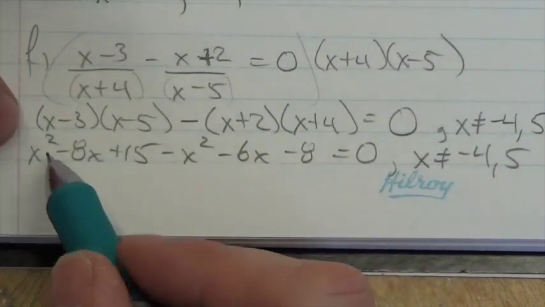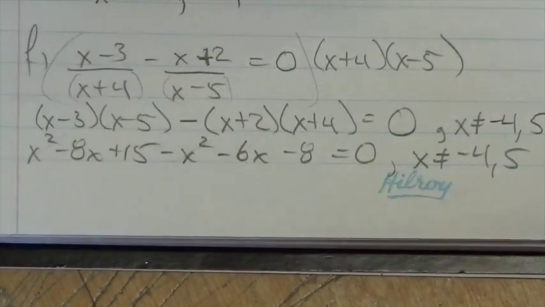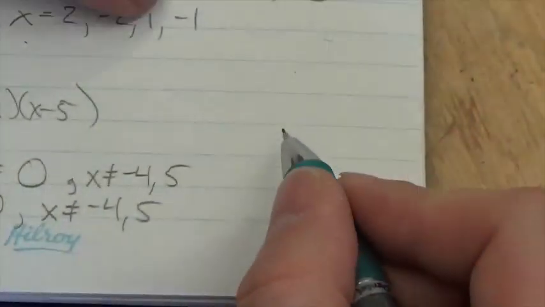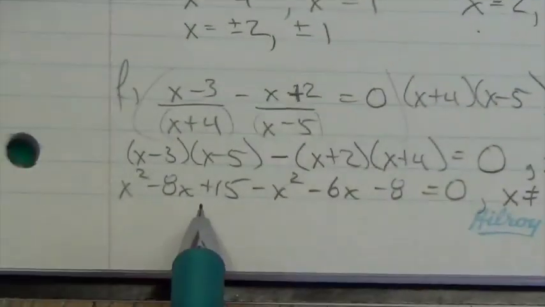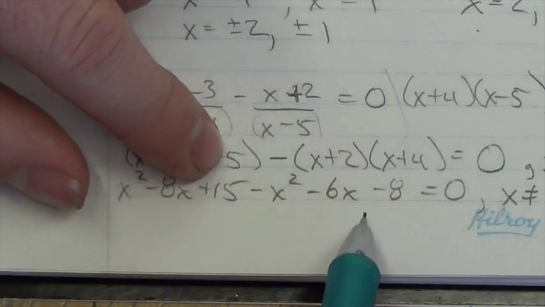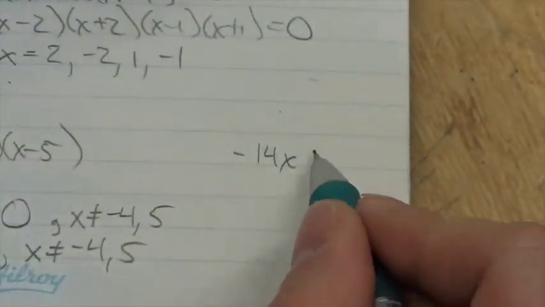Now here though, be aware that x squareds will cancel. I'm going to get -8x minus 6x. I'll just write this over here because we don't need a lot more space now. That'll be -14x. Okay, that's that -8 and the -6. And now for the constants here, 15 minus 8 is going to be 7, +7.